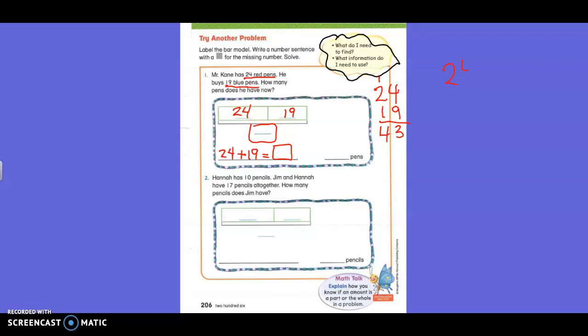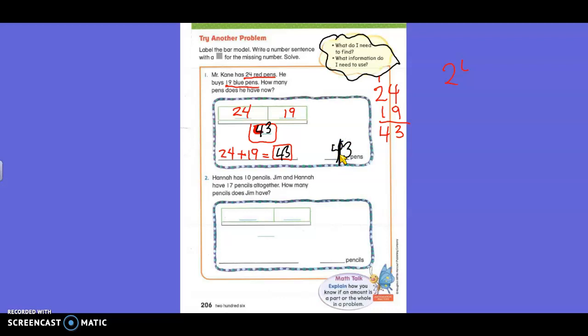So, how many pins did Mr. Kane have? 43. Now let's show where you need to write these. You need to write 43 here, 43 in our box, and then 43 by our answer. Okay.